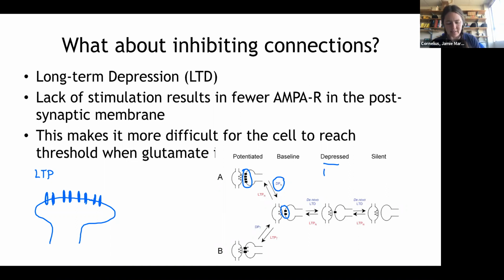So this is LTD, sorry, I'm used to LTP. Long-term depression happens when there's actually removal even further and you go below a baseline state of AMPA receptors. And a silent synapse, this is what would happen right before a synapse might be pruned.